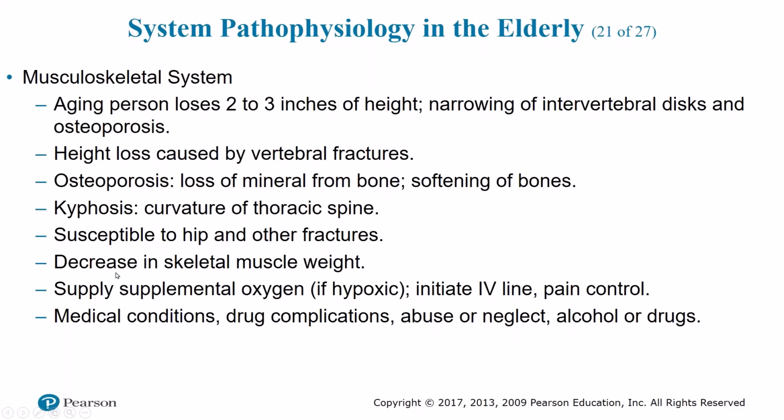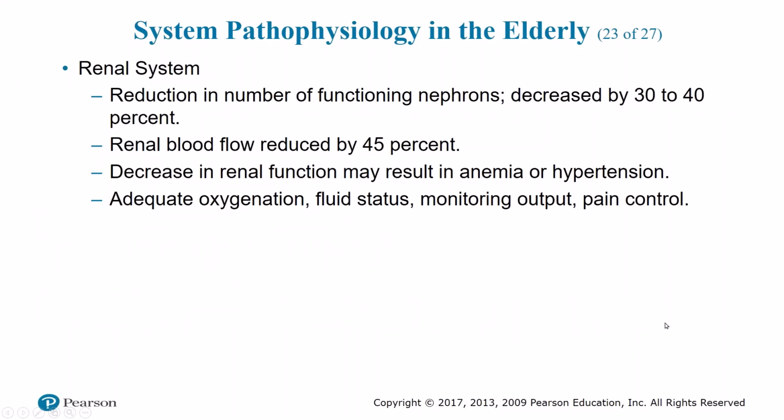And again, if we have anybody with musculoskeletal issues, give an IV, give them some pain control. Okay, do we need to give them an IV? No, we have ways to do IM now, IN, all that other stuff. But again, look at the overall medical conditions, drug complications. Are they on polypharmacy? Any abuse or neglect in their domestic or home situation? And what's their alcohol or drugs situation?